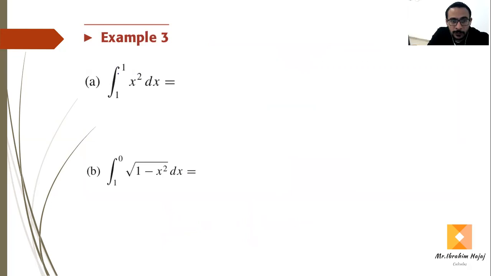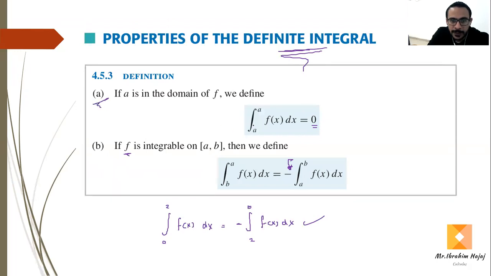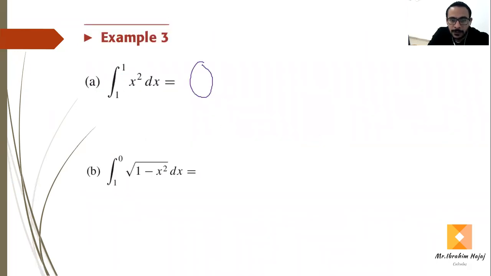For example, from 1 to 1, so simply it's what? According to letter A, from A to A, same number, so it's zero. From 1 to 0, we switch them, so we can write it from 0 to 1 and put a negative here. Root 1 minus x squared dx.